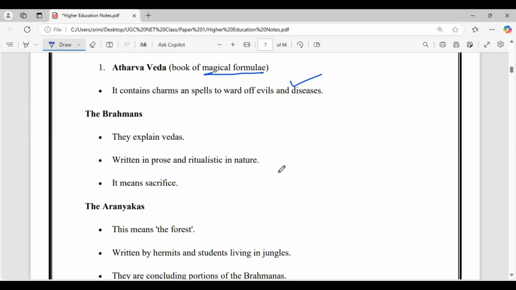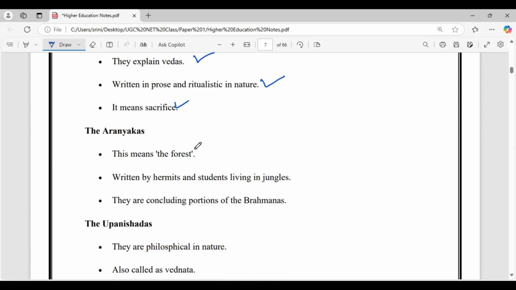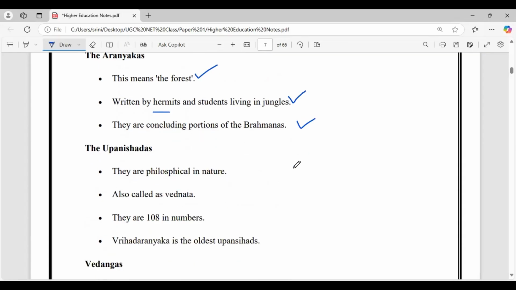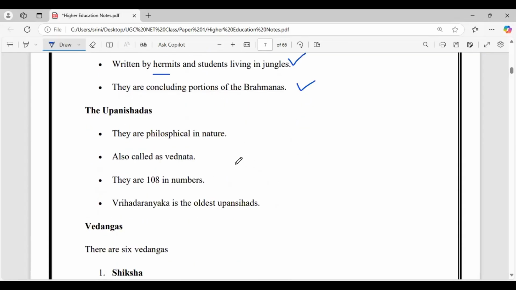The Brahmanas explain the Vedas, written in prose and ritualistic in nature. Brahmana means sacrifice. Aranyakas means the forest, written by hermits and students living in the jungle. They are concluding portions of the Brahmanas. Upanishads are philosophical in nature, also called Vedanta. They are 108 in number.